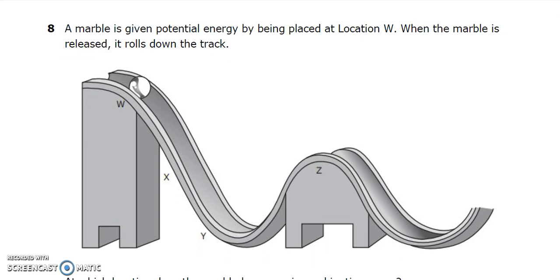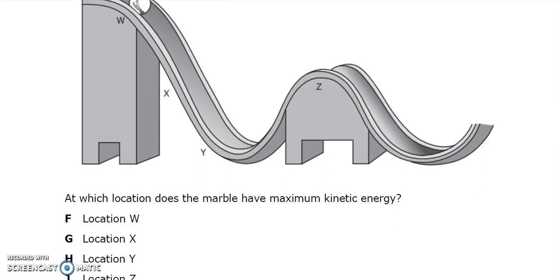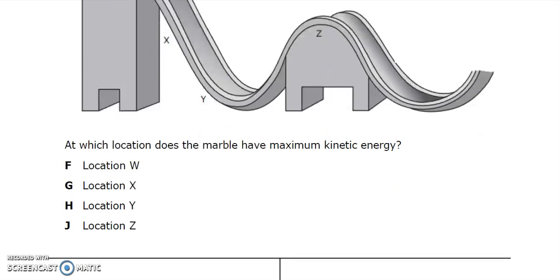Number 8. A marble is given potential energy by being placed at location W. When the marble is released, it rolls down the track. At which location does the marble have maximum kinetic energy? Location W, location X, location Y, or location Z.